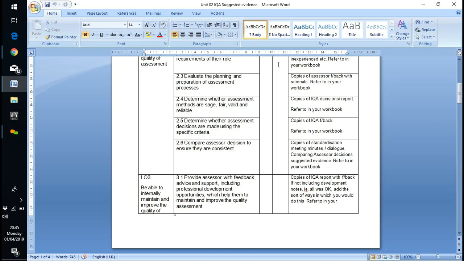Are they valid in terms of, is it the learner's work? And finally, are they reliable? Are they meeting the assessment criteria and the learning objectives of the particular qualification?